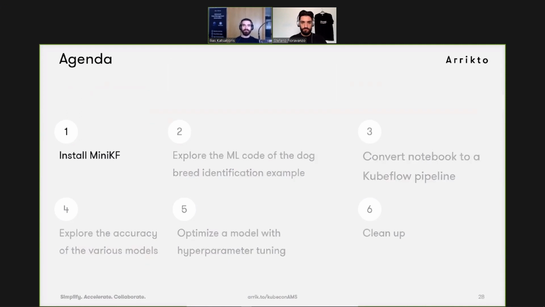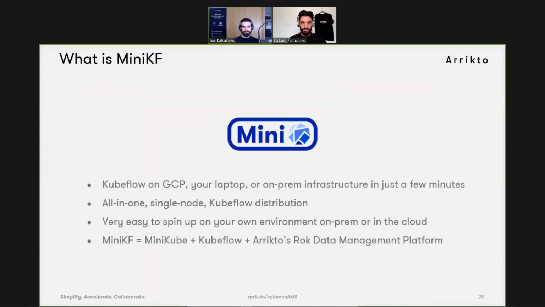The first step is to install MiniKF. But let's see what MiniKF is. MiniKF is the easiest way to deploy and experiment with Kubeflow in just a few minutes. You can have it on GCP, on your laptop, or any on-prem infrastructure. It is an all-in-one, single-node Kubeflow distribution. And MiniKF, Mini-Kubeflow, is actually Minikube with Kubeflow and our software, Rok, a data management platform.